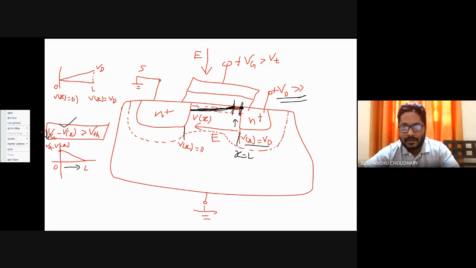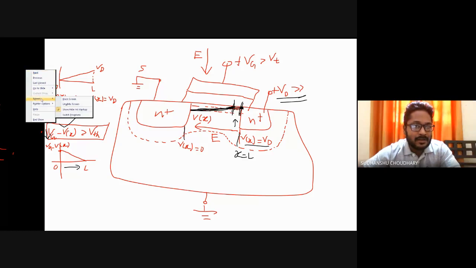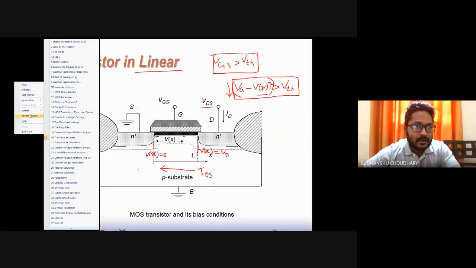That is, when channel charge is lost, equivalent depletion charge will be added. So that means my depletion region will not remain like this. So let us try to draw the depletion region in this case. Let us take another screen.